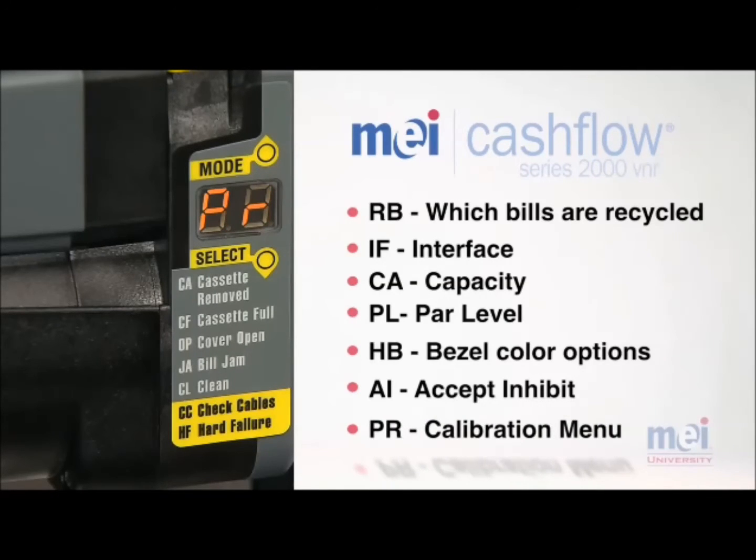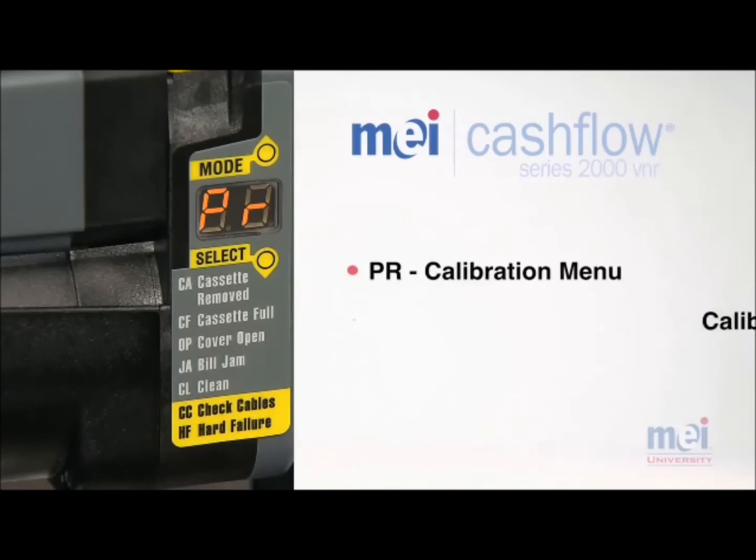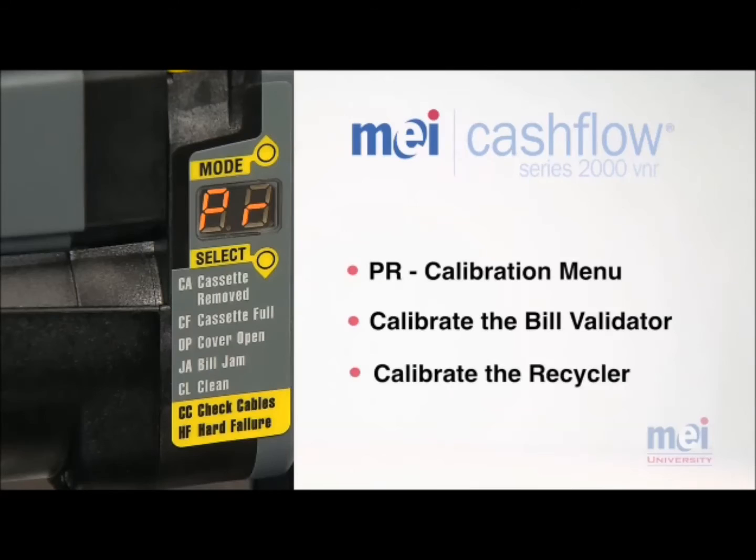There are 2 menu options in this option, one to calibrate the bill validator and one to calibrate the recycler. This option is not necessary to use unless directed by a help desk person, or you are swapping out recycler modules, or you are adding a recycler module to an existing VN2700 bill validator.